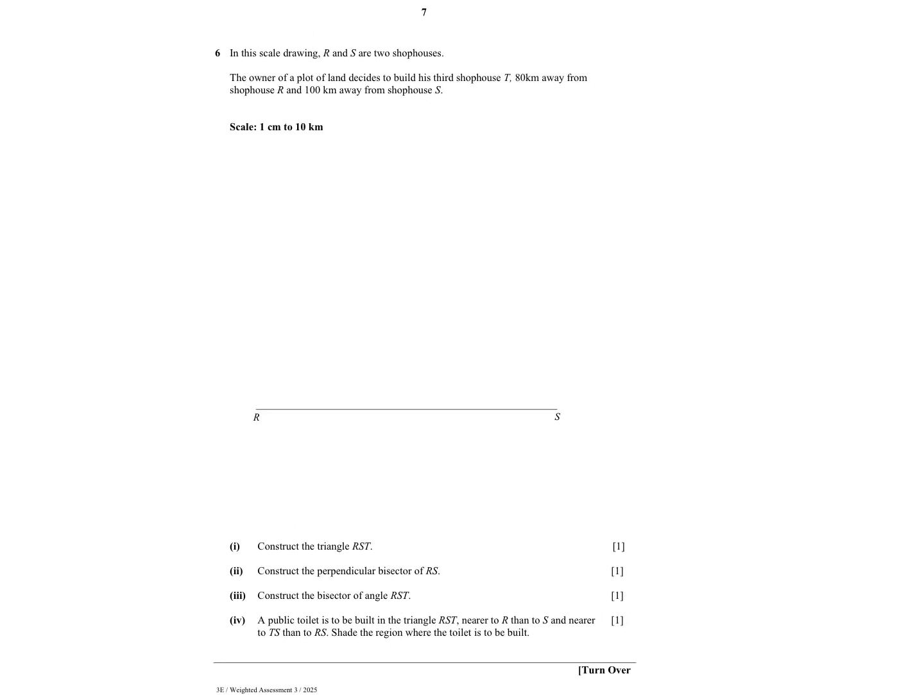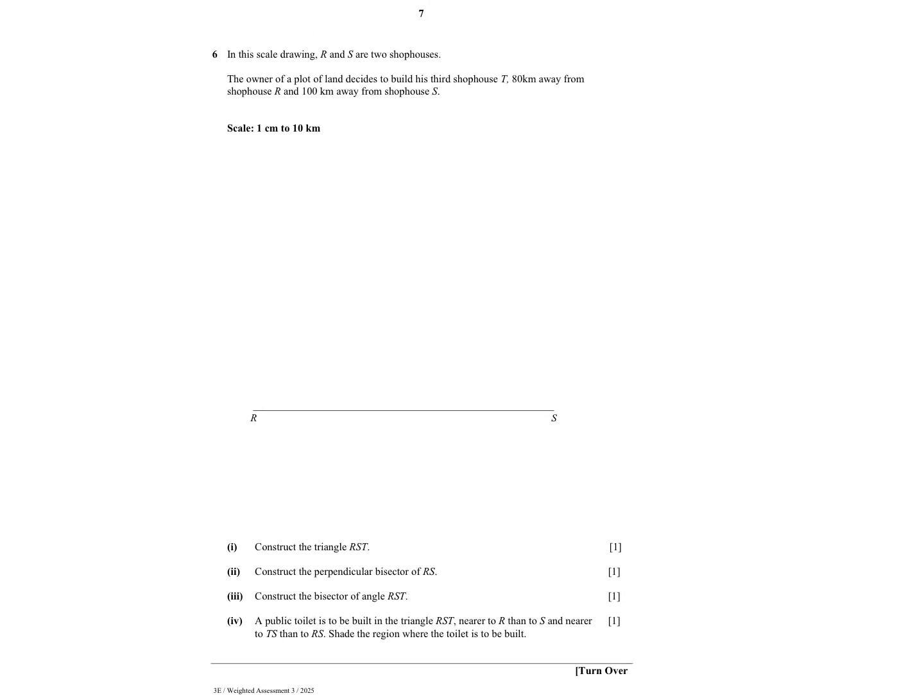Anyway, the planning should be this. It says that I have a shophouse T that is 80 kilometers away from R. So 80 kilometers means 8 cm, and 100 kilometers means 10 cm. So you go and use your compass, right? Measure 8 cm away from R and then draw an arc. This one is the 8 cm mark away from here. Just draw an arc from here.